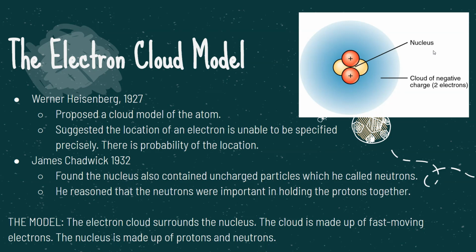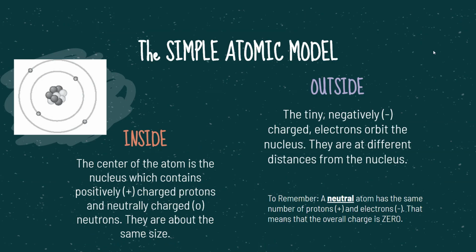James Chadwick, a few years later, said that the nucleus contains uncharged particles, which he referred to as neutrons. And he said that the neutrons are really important in holding the protons together. So the neutrons, which have no charge, hold those protons into place in the nucleus. Okay, so the model that they've given us, collectively, says that the electron cloud surrounds the nucleus. The cloud is made up of fast-moving electrons, and that nucleus is made up of protons and neutrons.